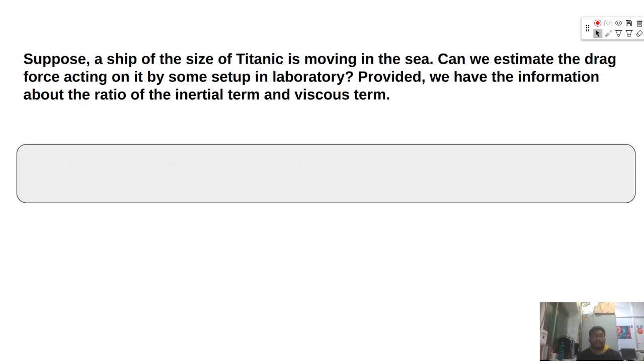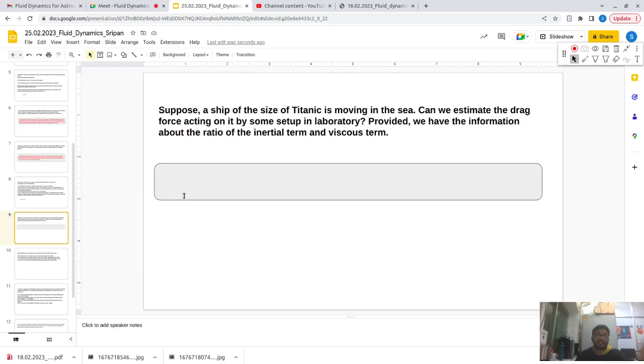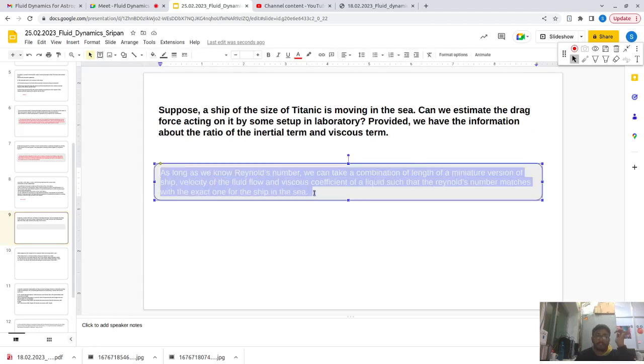So can we do this experiment with water itself? No, you have to change the fluid. You have to take a different fluid which has a different viscosity to maintain the same Reynolds number. Yeah, absolutely correct. So this is the answer for this.